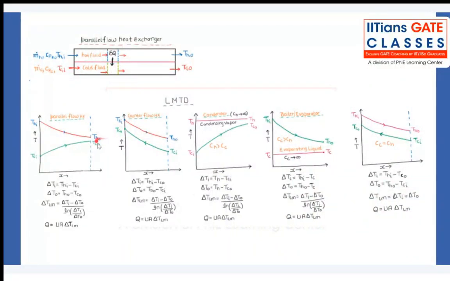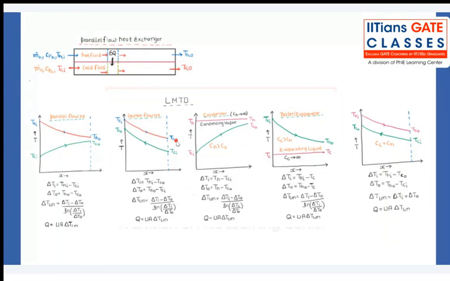Why can it not happen in the parallel flow? Because the hot fluid is always transferring heat to the cold fluid, so the cold fluid temperature cannot exceed the hot fluid. But here, once we have changed the direction, the hotter fluid is at a much higher temperature, and there is a possibility that it can heat the cold fluid beyond TH naught. So that possibility exists.